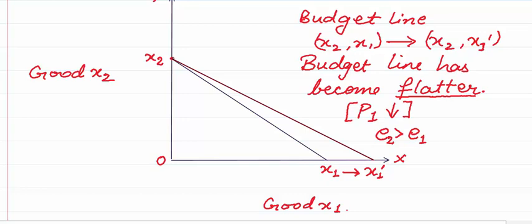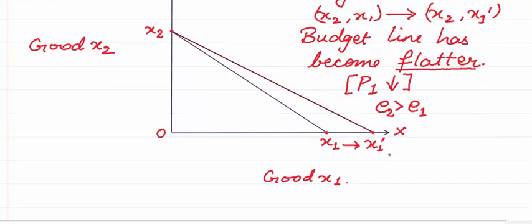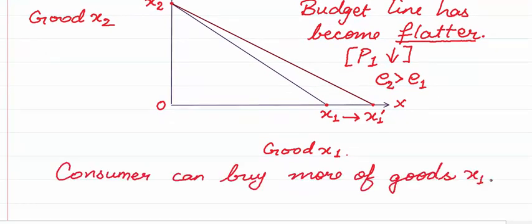So if the budget line changes due to a decrease in price of commodity X1, which has been consumed by the consumer, we can say that now the consumer can purchase more amount of goods X1. There is an increase in the real income of the consumer because he can purchase more amount of goods X1. So this is the effect of change in price on the budget line of the consumer.